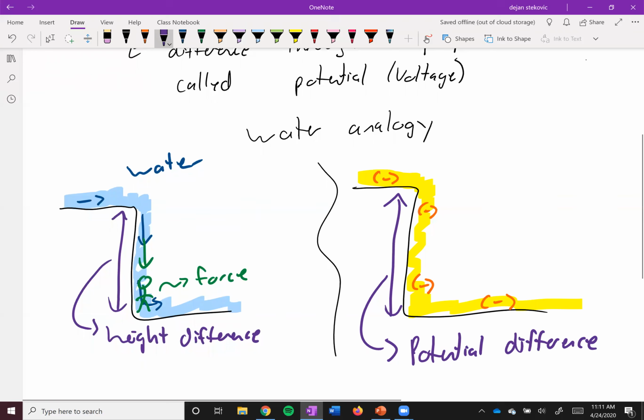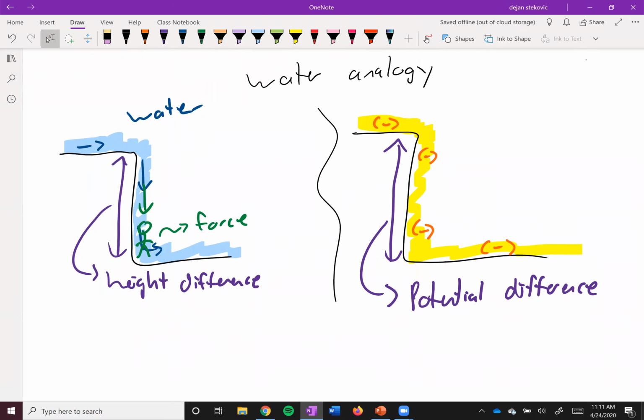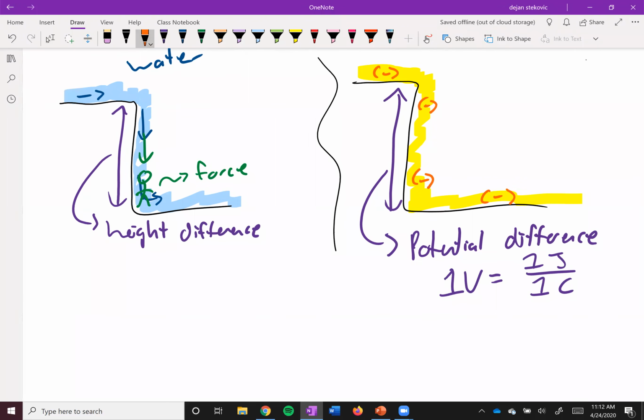So if something's 1.5 volts, that means that the height between these two states is 1.5 volts. And 1 volt is equal to 1 joule per 1 coulomb. Coulomb is a unit of charge. Right, so you can tell it's energy per charge, joules per charge.